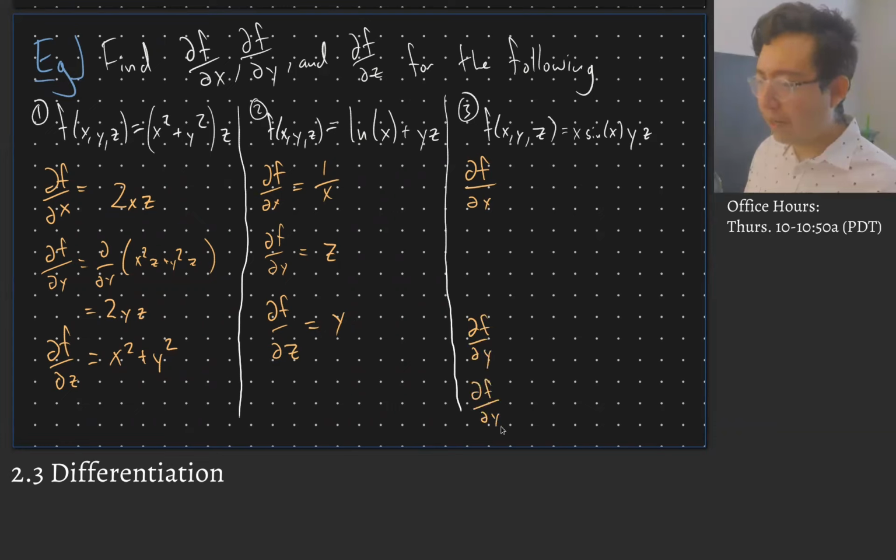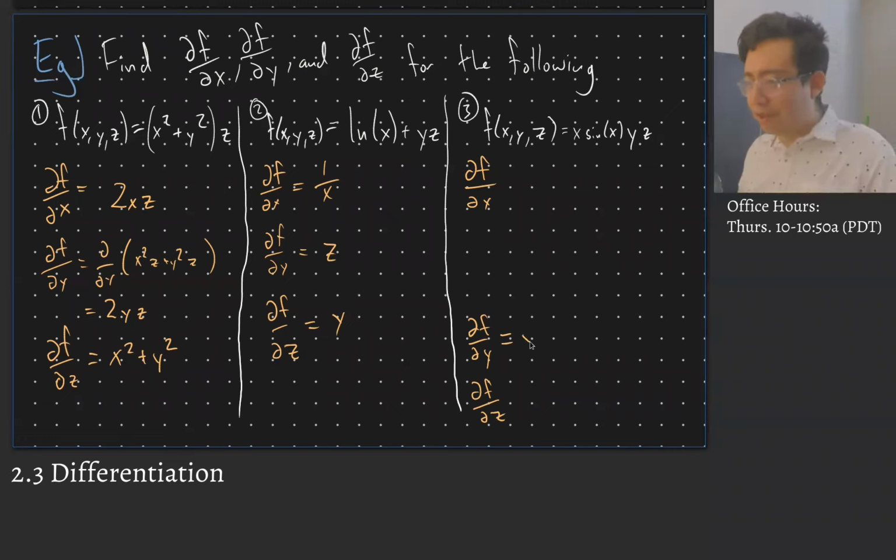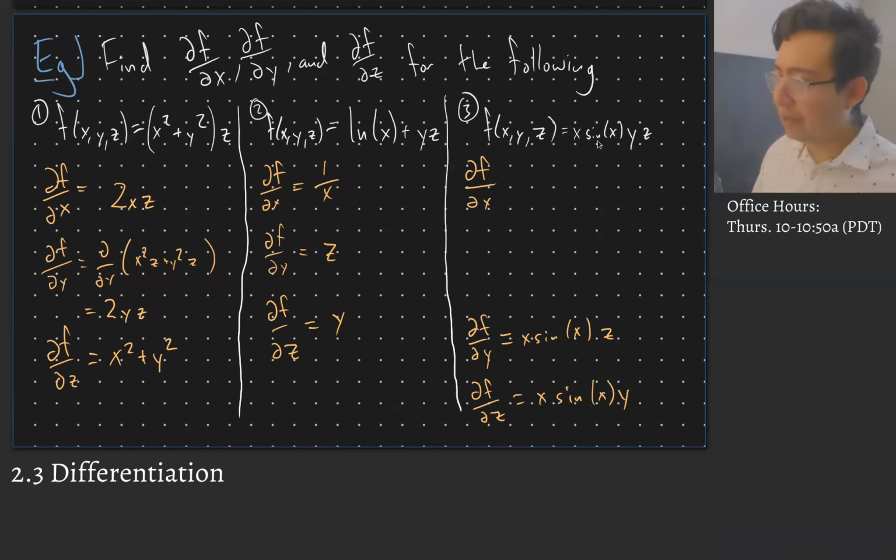So df dy, we have a bunch of stuff being multiplied, but with respect to y, there's only a y and then a bunch of stuff being multiplied to it. So for y, you can just treat everything else like the coefficient on y. And so the derivative is just x sine of x z. And similarly for z, you get x sine of x y. Again, when you're focusing on one variable, the other stuff is unchanged.